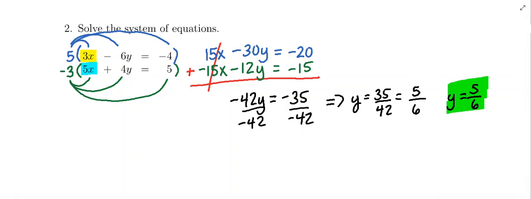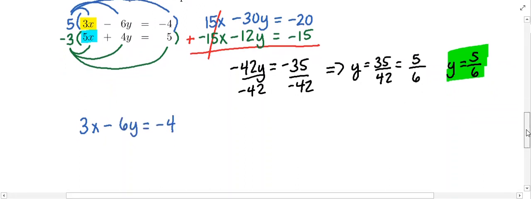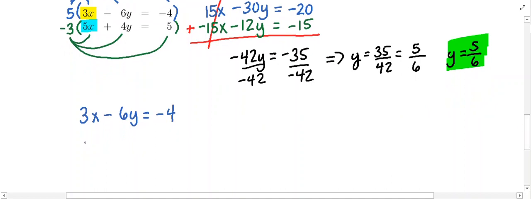Now that we have the y, we're just going to go back to one of the original equations, it does not matter which one, and plug in this specific y value. I'm just going to use the first equation. So 3x minus 6y is equal to negative 4. We're going to plug in the fact that y has to be 5/6. So we're going to get 3x minus 6, substituting the y value, which is 5/6, and this has got to equal negative 4.